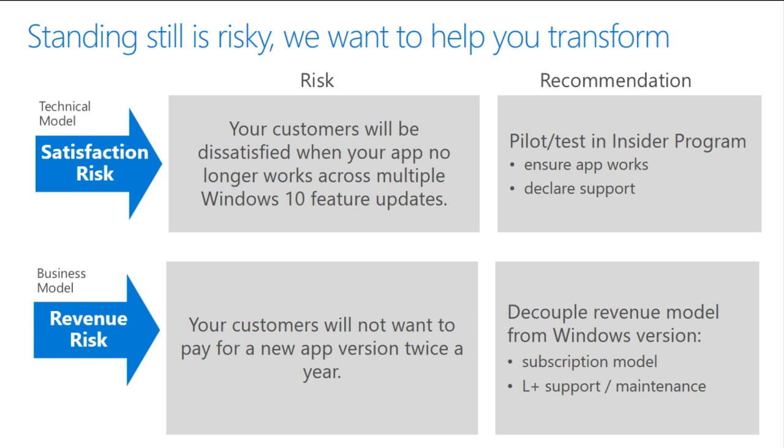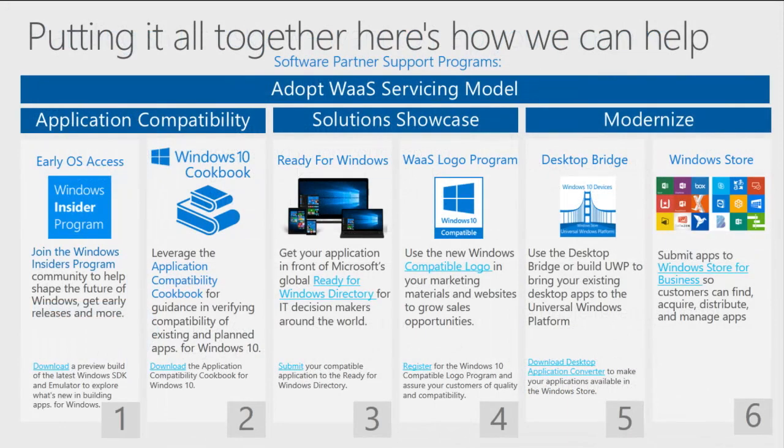There's also possible business risk that we have identified. So your customers probably no longer want to pay twice a year for a license, right? So if you have your license attached to the shipping of our operating system, what we recommend is to decouple your revenue business model from the Windows version. As an example, you can change to a subscription model or a licensing model with support and maintenance, or think about how Windows as a Service can help you actually improve your business and have a more recurring revenue business model attached to it.